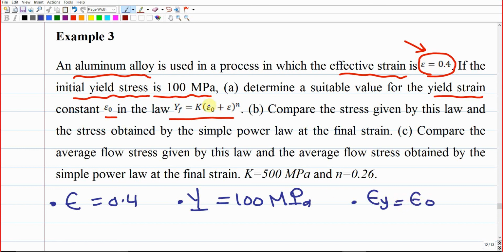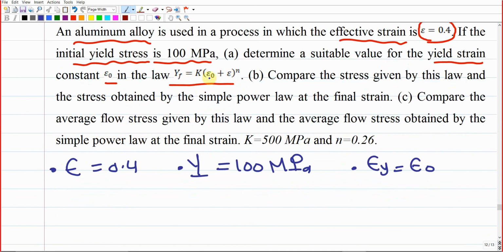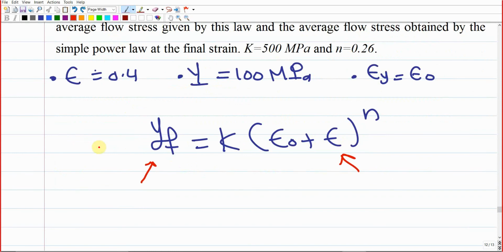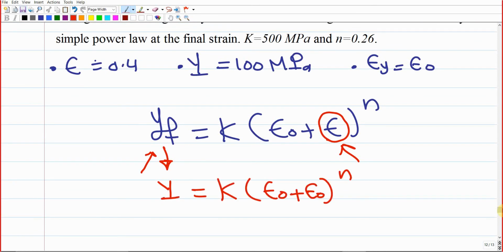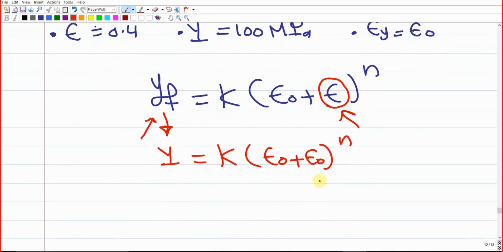So how much is epsilon 0 within this equation? This is not the usual simple power law. It is a power law, but not the simple one, because we are including this term epsilon 0 here. So how can we calculate this epsilon 0? For this flow stress, only epsilon changes. But what if we make the flow stress equal to Y? At this instant, this epsilon should be epsilon 0.